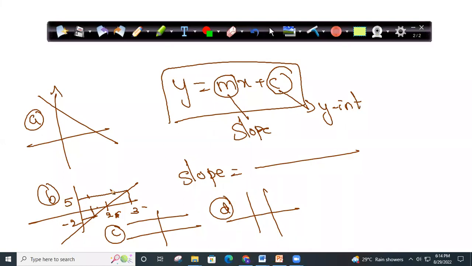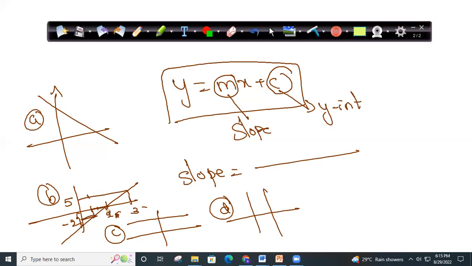When x is equal to 1, it is minus 2. When x is equal to 2, it is 0. When x is equal to 3, it is 5. Now, when x is changing by 1 unit, from 1 to 2, what is the change in y? Minus 2 to 0. When x is equal to 1, it is minus 2.